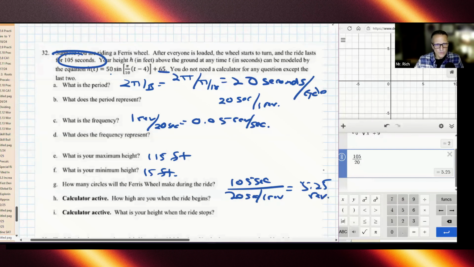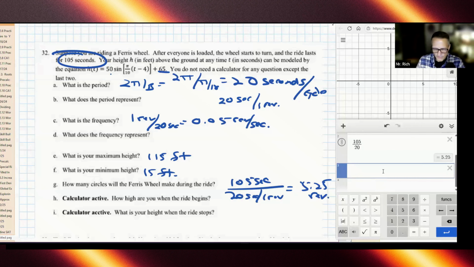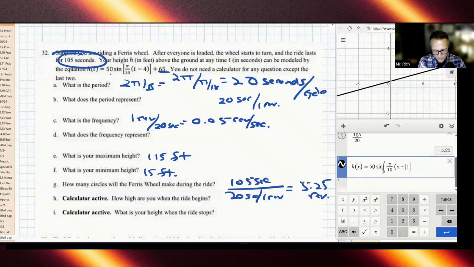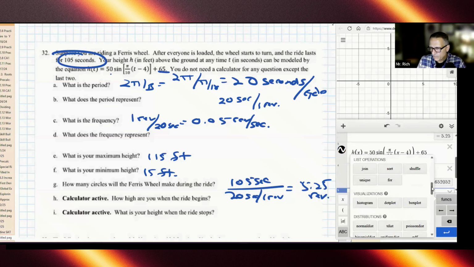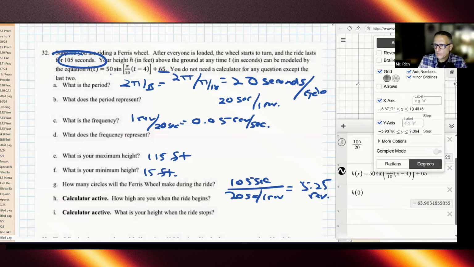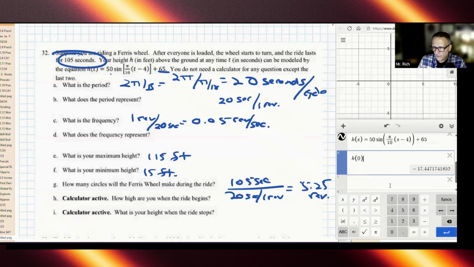How high are you when the ride stops? I would do this on my TI-84, but I'm going to do it this way instead. I'm going to type h of x is 50 sine pi over 10 x minus 4 plus 65. And then it says, how high are you when the ride begins? That's called h of 0. What's the height at time 0? 63.903. Now, I've got to make sure that I am in radians mode. I have a feeling that I put myself in degrees mode. Whoops, up here. If you hit the wrench up here, yeah, need to be in radians mode.